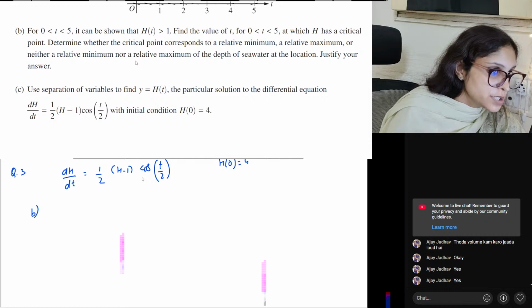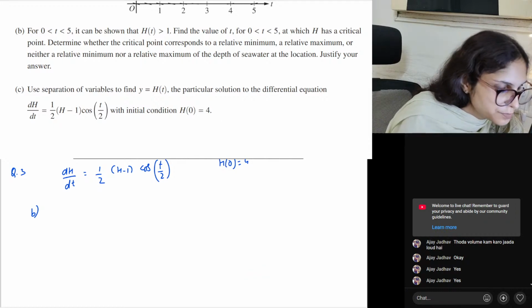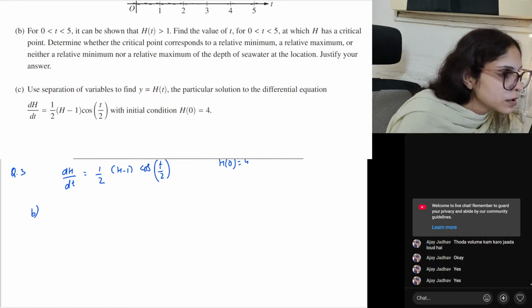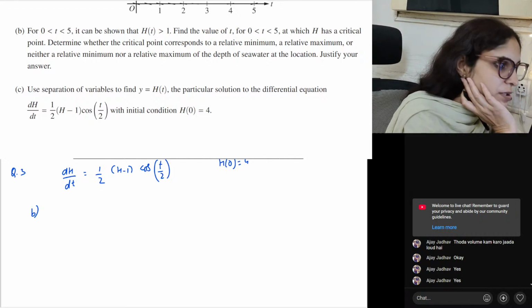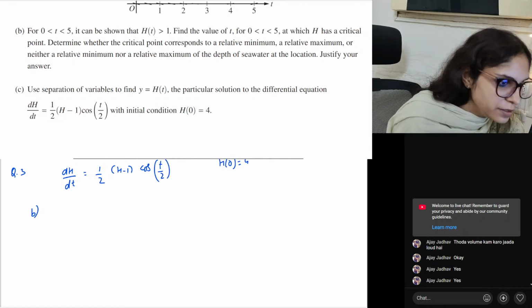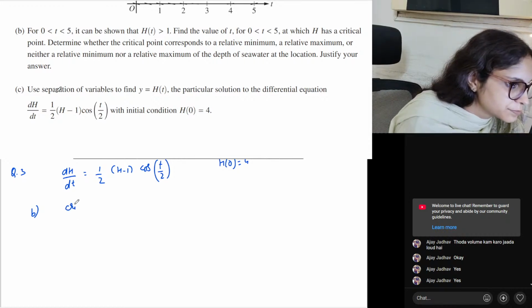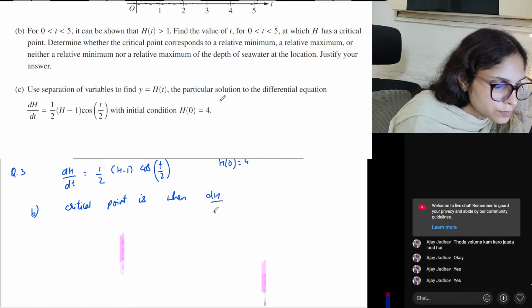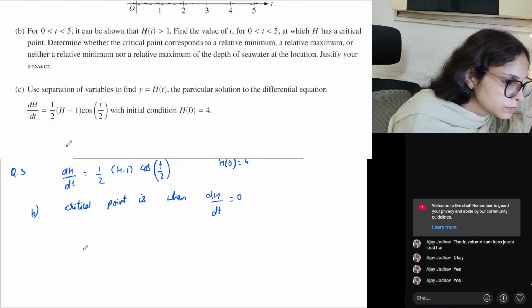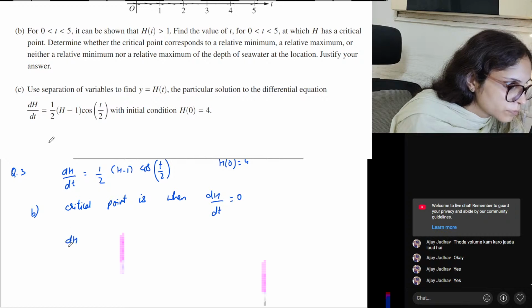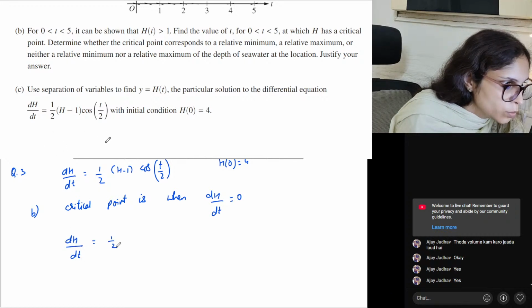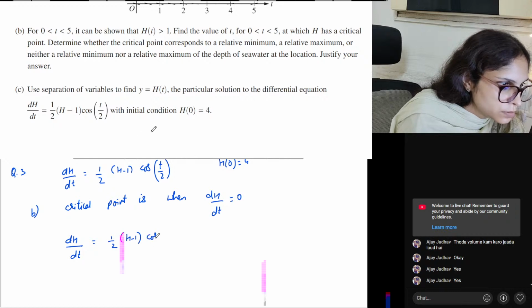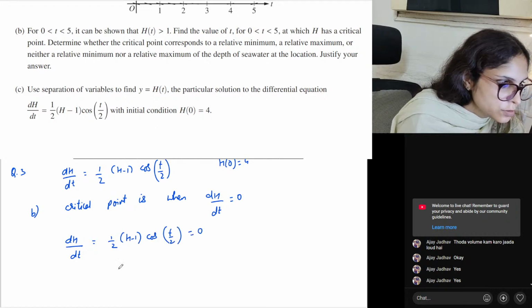For 0 to 5, h of t is greater than 1. That means h minus 1 cannot be 0. So we have to find the critical point. Critical point is where derivative is 0. One half (h minus 1) cosine t over 2 is equal to 0.